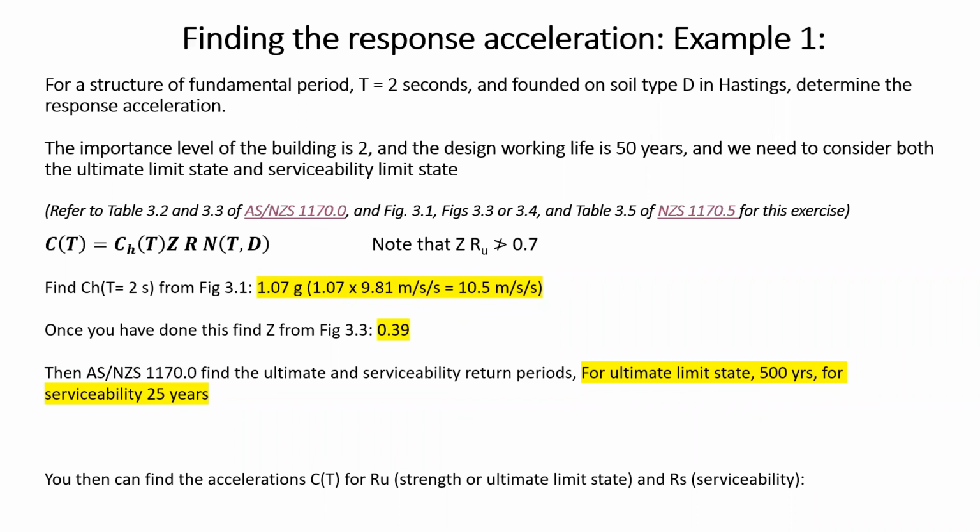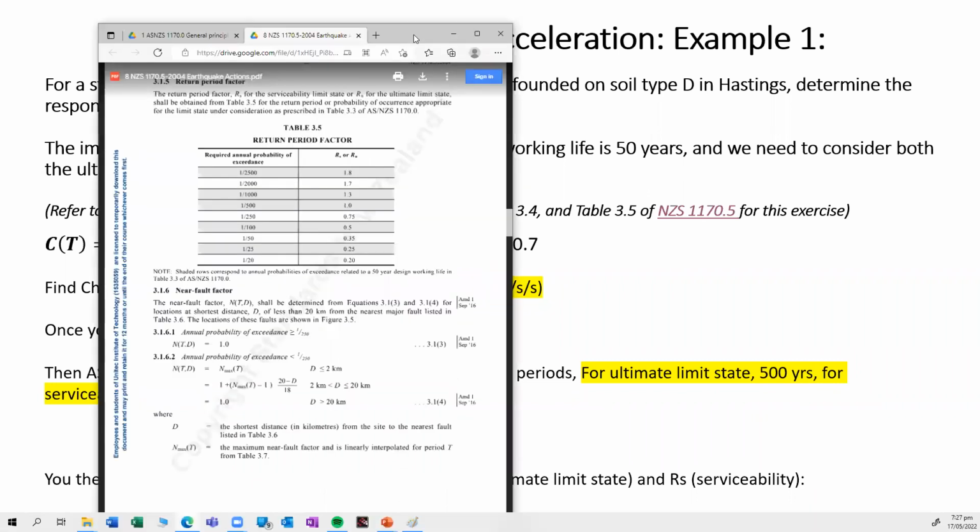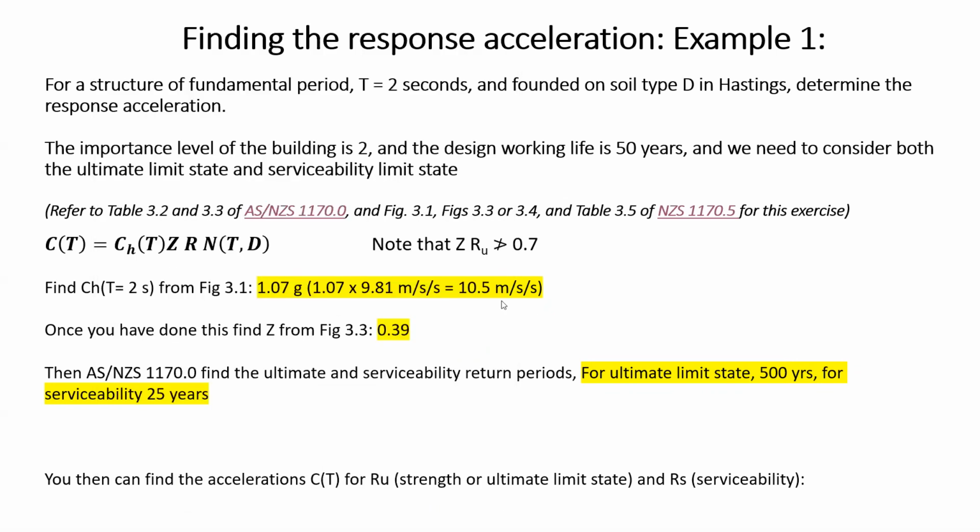Right, for 500 years, the ultimate limit state, 1 in 500 annual probability of exceedance, our factor is 1.0. And for the serviceability limit state, 1 in 25 years, it's 0.25. Just bear that in mind. We can now go ahead and find the acceleration CT for the ultimate limit state and for the serviceability limit state.